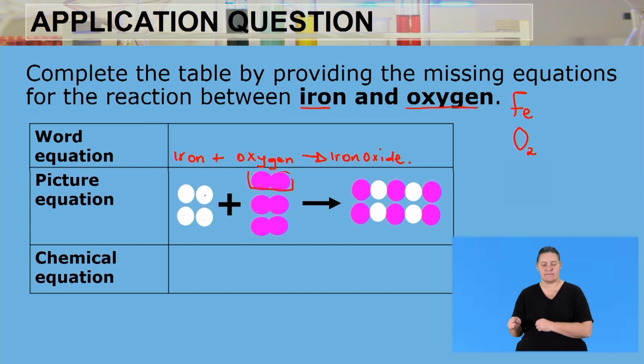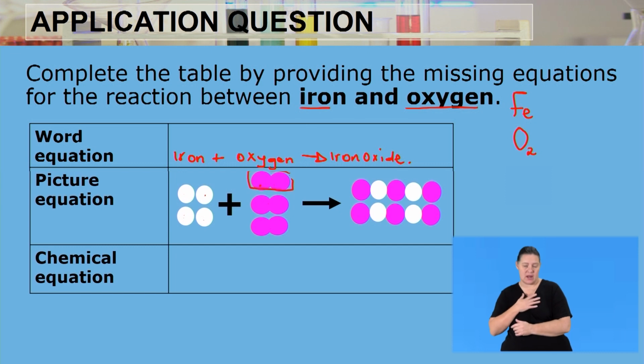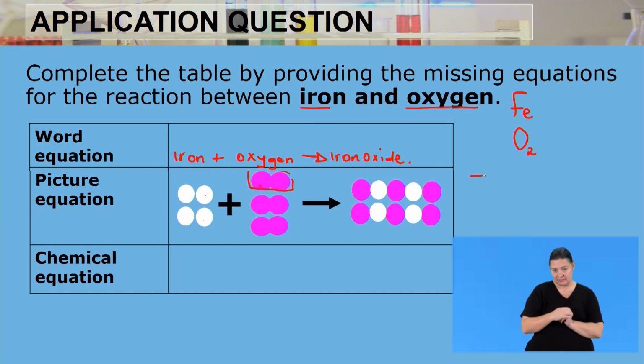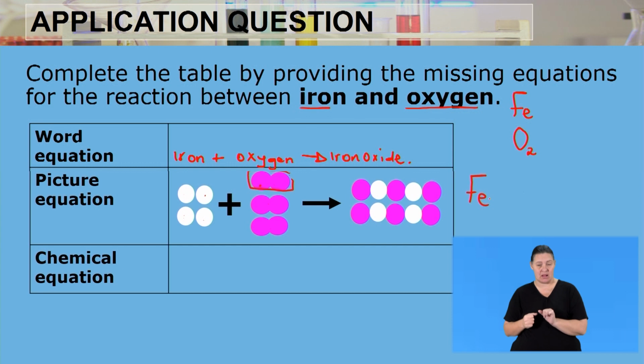Remember, the purple circles are representing our oxygen. The white circles are representing our iron. So when we write the chemical compound, we'll start with the metal. So it's going to be Fe, and how many do we have of those? We have 1, 2. And then oxygen, and how many do we have? 1, 2, 3. However, this is just one molecule of iron oxide. Because there's two of them, it means this equation was balanced with the two in front of the iron oxide.